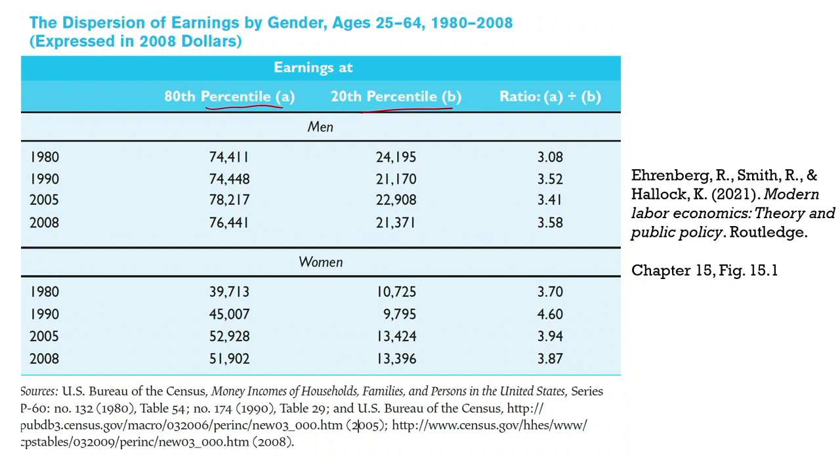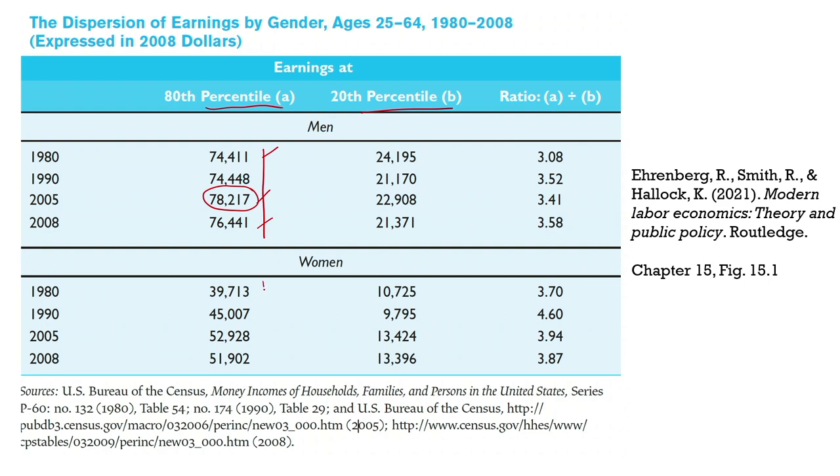Now, if you look at this table, some of the key points that can be concluded are as follows. If you look at the column of earnings at the 80th percentile, and at the upper panel, which is for men, you will see that the earnings at the 80th percentile remained relatively stable between 1980 and 2008. It ranged between approximately 74,000 and about 78,000, with a slight increasing peak in 2005. So there was a slight increase in the peak in 2005, but more or less it remained stable.